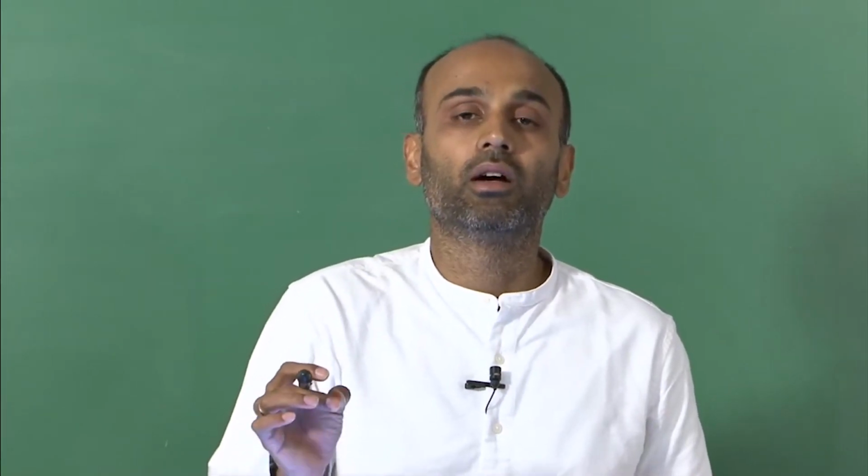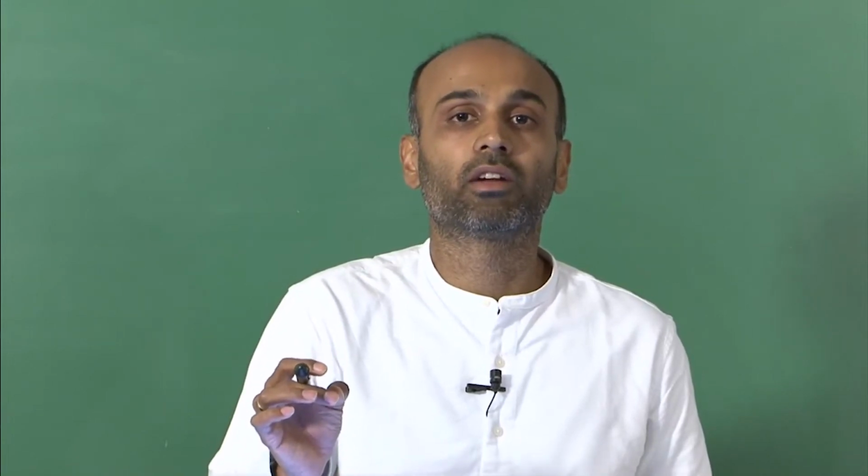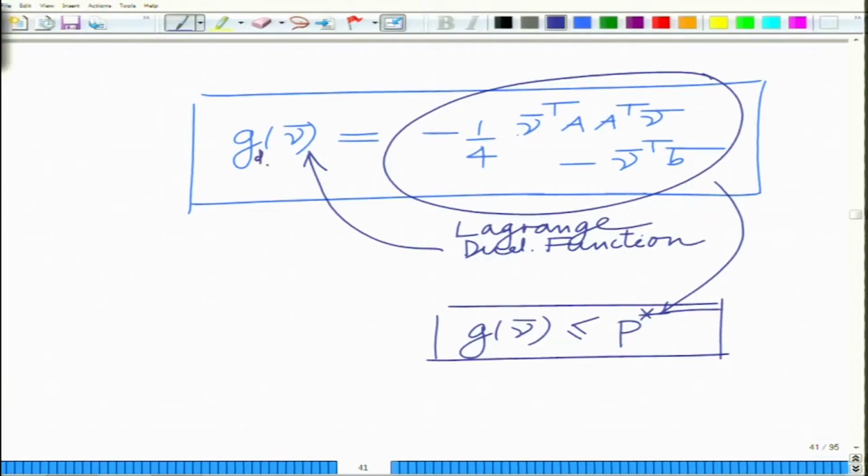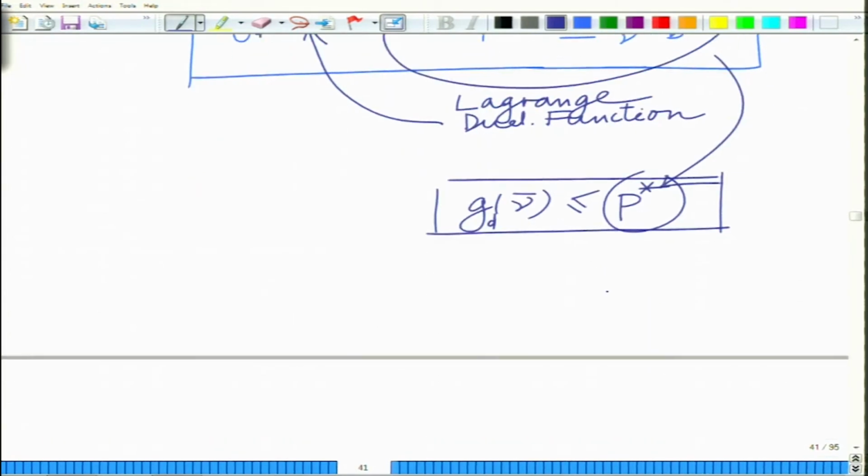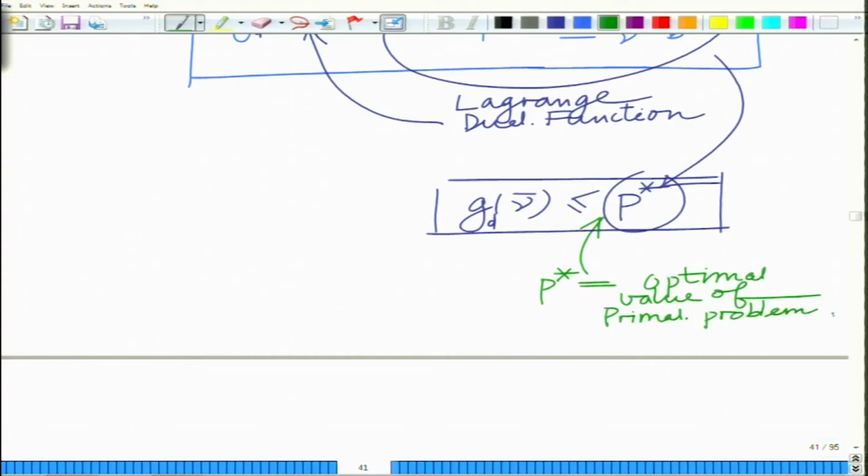Remember, there are no inequality constraints. So there is no Lagrange multiplier vector lambda bar. So this g of nu bar is a Lagrange dual function, alright. In fact, this is g_d of nu bar. So this g_d of nu bar is always less than or equal to p star, where p star equals the optimal value of the original or primal problem. Okay. So this is always going to be a lower bound.